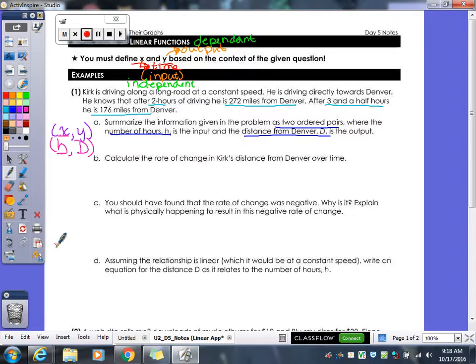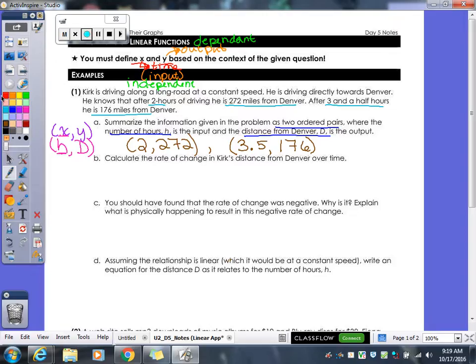So when they say to summarize the given information as two ordered pairs, that means I'm going to take my first set of numbers, 2 hours and 272 miles. There's my first ordered pair. What would my second ordered pair look like? It's 3.5 hours, so 3.5, and we're how far from Denver? 176 miles from Denver. So there we go. We summarized our information into 2 data points.